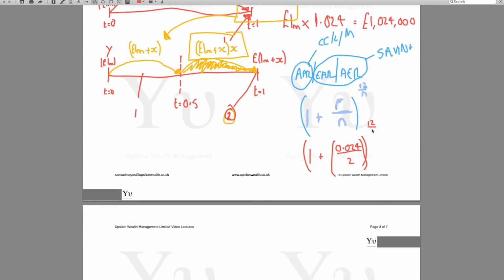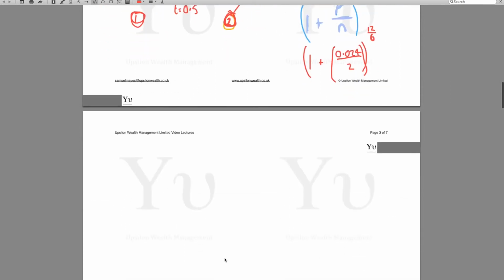There's 2 periods, 6 monthly periods, so we divide it by 6. Okay, how many periods are there? There's 2. Okay, how many months must that relate to in the year? Well, if it's a year and we've got 2 periods, that must mean the periods are 6 months. Okay, so what's the answer?